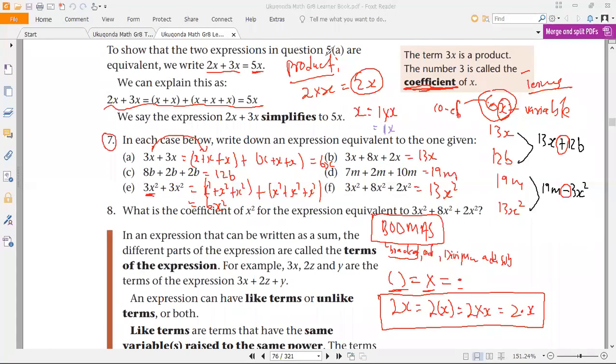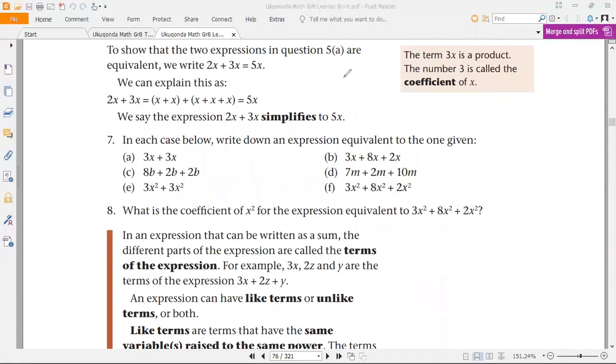Okay, so guys, I've spoken about terms. I have shown you that terms are separated by a plus or a minus sign. And then whenever you have a multiplication sign between a number and a letter, just know that it is one term. In the same way, whenever you have a division sign between a number and a letter, know that it is the same term. Why is that the case? Because x over 2 is the same as x over 1 times 1 over 2.